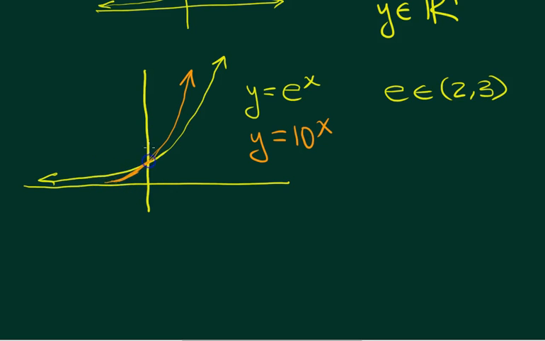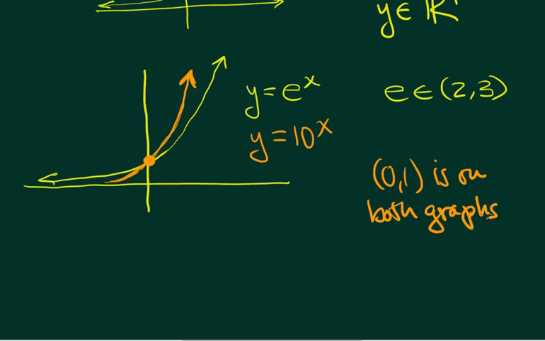So, what about them? Well, 10 to the x grows a lot faster for positive x, and it runs towards 0 a lot faster for negative x. And observe that the point (0, 1) is on both graphs. Why? Because b raised to the power 0 is equal to 1 for any real number b.